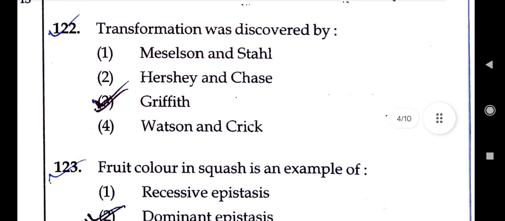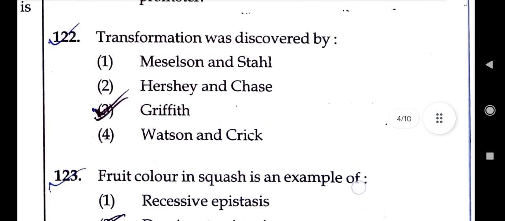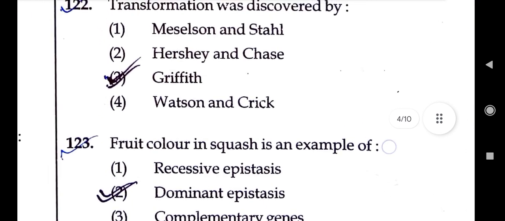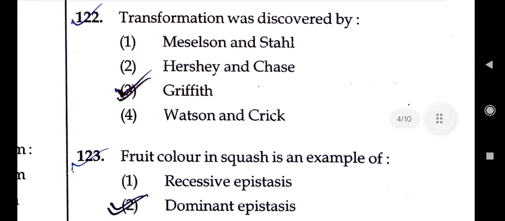Let's see question number 122. Transformation was discovered by, who discovered transformation, students? Griffith discovered the transformation. So option 3 is the correct option, that is Griffith. Option 1, Meselson and Stahl, this is wrong. Option 2, Hershey and Chase, this is wrong. Option 4, Watson and Crick, this is also wrong. Mainly the transformation was discovered by Griffith. Okay, students, so don't make the mistake. Write it very carefully.